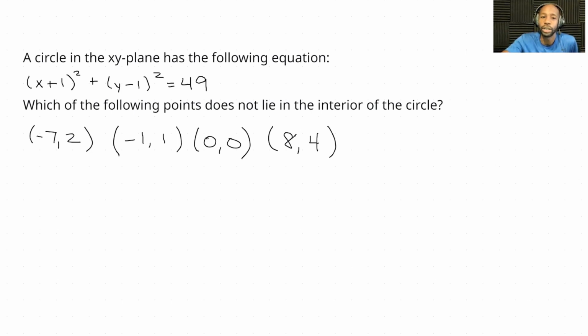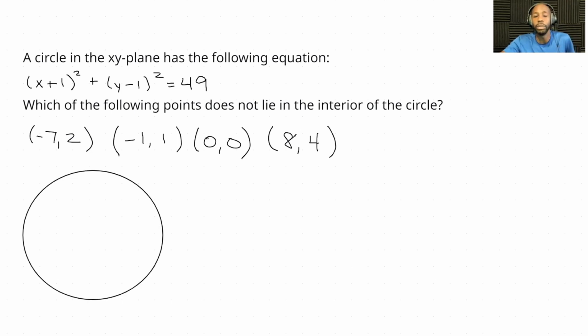We have this equation, and then we have these 4 points: (−7, 2), (−1, 1), (0, 0), and (8, 4). Now, I will say one thing you could do off the top is plug in every value, but that wouldn't necessarily be a good idea with the SAT because you have a limited amount of time. So let's go about this a smart way.